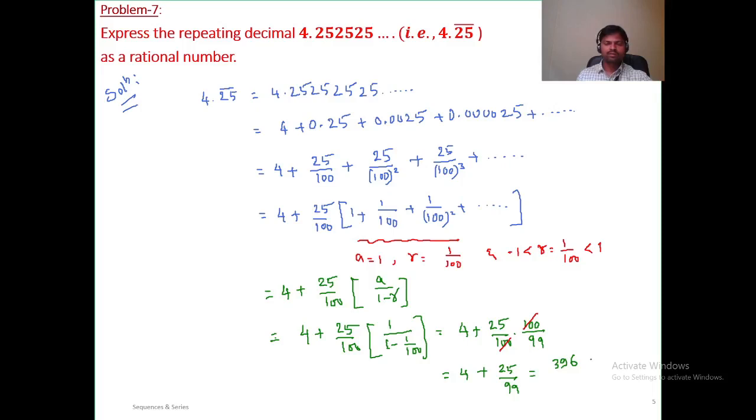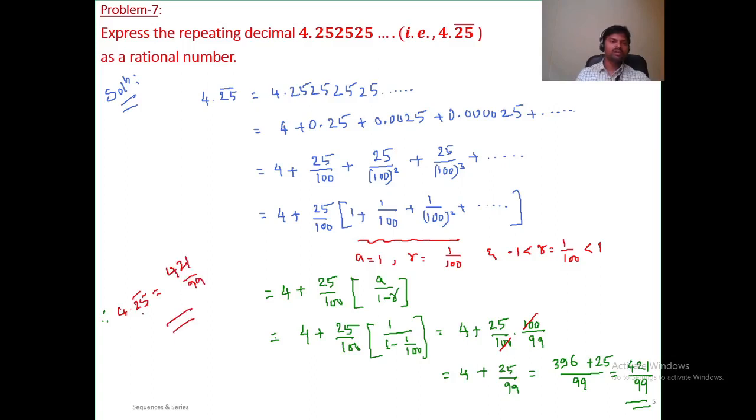And plus 25 by 99. So the final answer is 421 by 99. So this is a rational number, 421 by 99. So this is the final answer. Therefore 4.252525 bar is nothing but simply 421 by 99. So you can conclude like this.